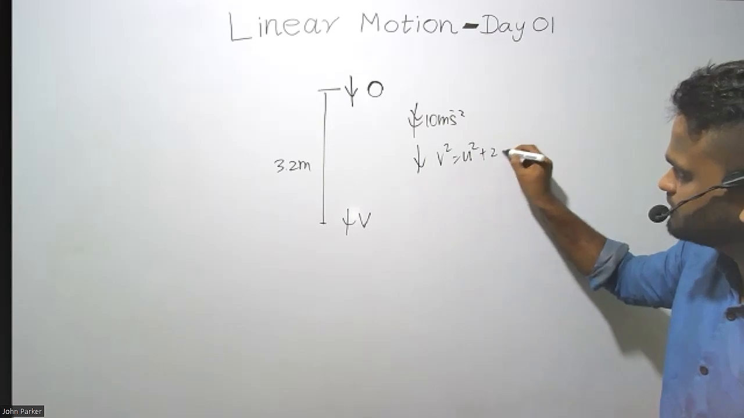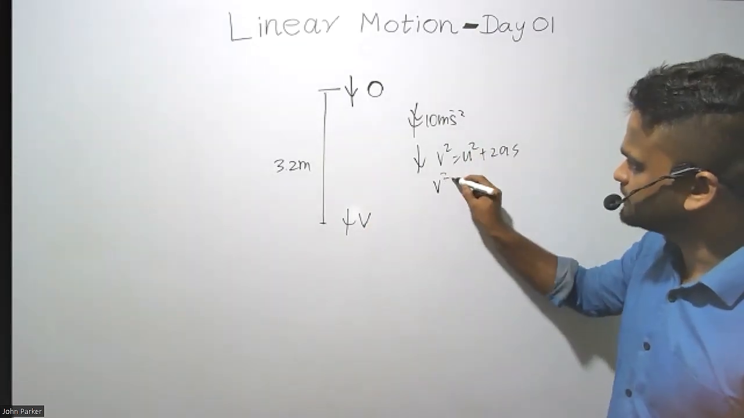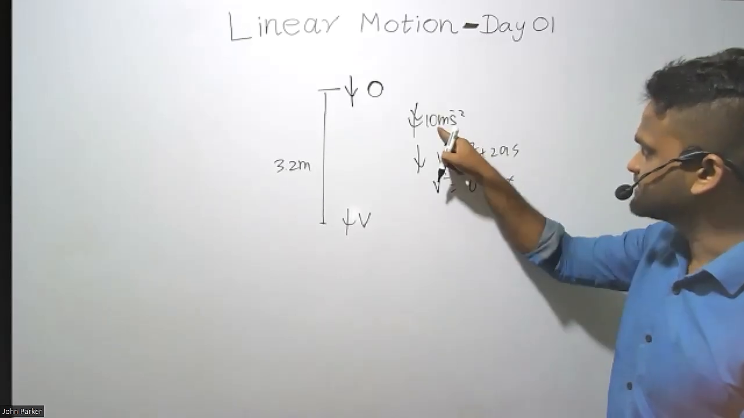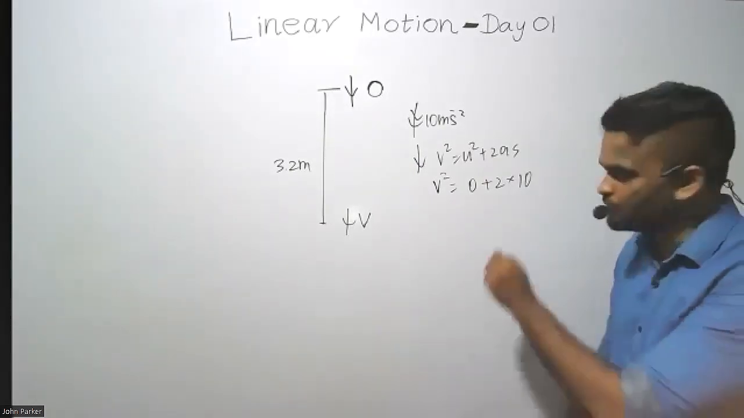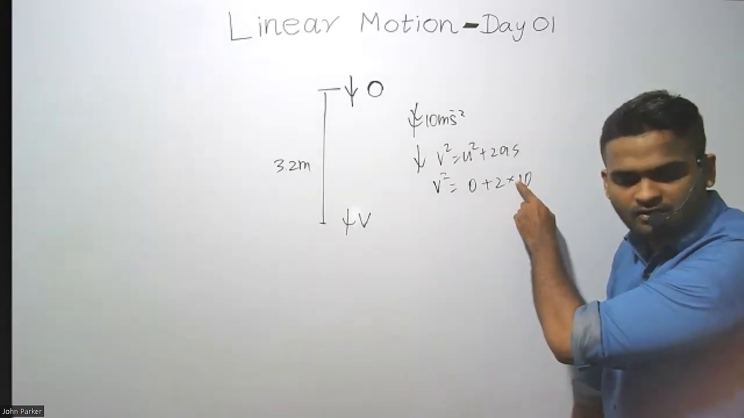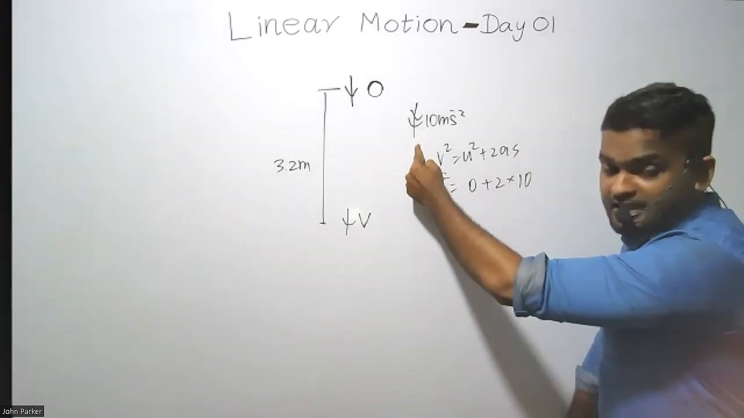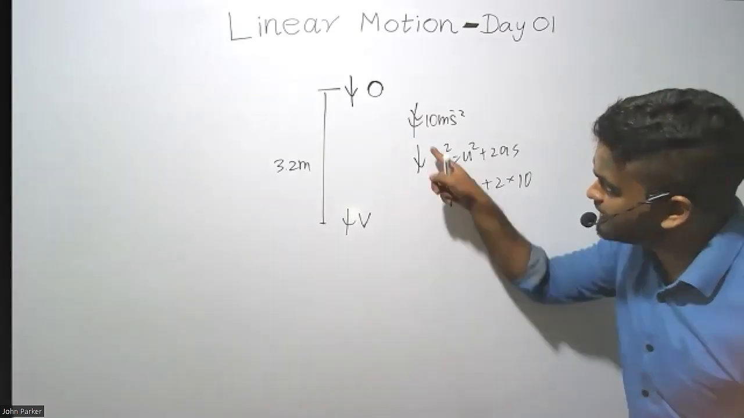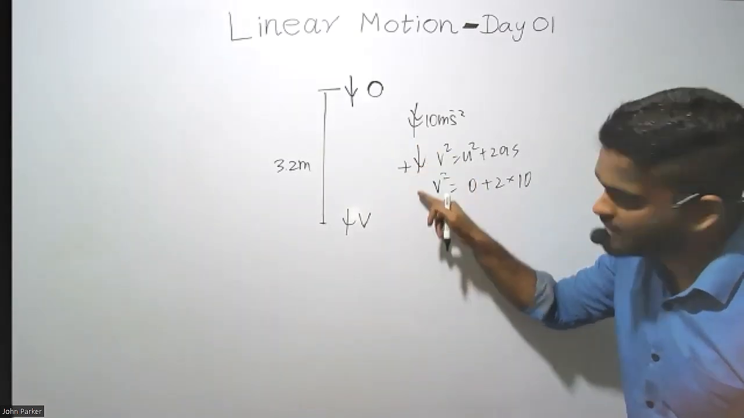Equation without time. This one, right? So final velocity v squared equals initial velocity 0 plus 2 times acceleration, 10. Why do we put plus 10 here? What's the reason? Because I'm applying the equation downwards, meaning I am considering positive direction to be downwards.